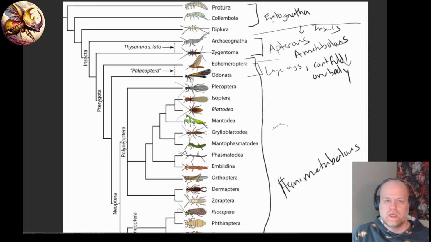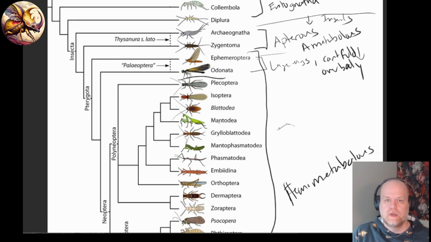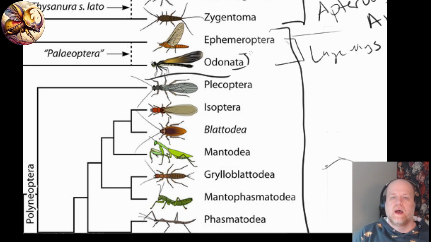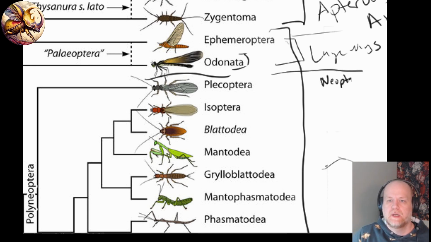So today we're going to be talking about the last of the Paleoptera, which is the Odonata. The Odonata are the dragonflies and the damselflies. Again, they are hemimetabolous and cannot fold their wings fully over their body, like the Neoptera can. So below this line, these are called the Neoptera, and they can actually fold the wings over the body like you would see in these photos here.